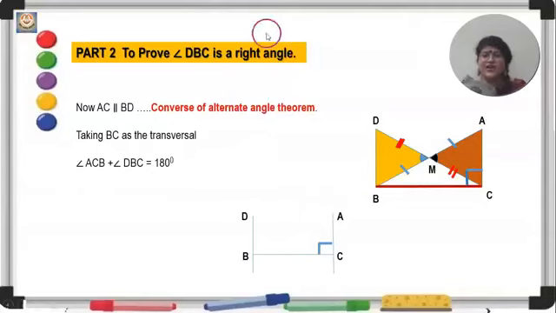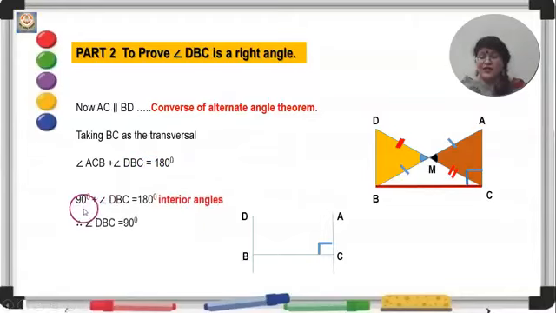Okay, so we have proved that DBC is a right angle. How so? Can you solve this further? Yes, we know the value that ACB is 90, DBC is not known to us. So with that, DBC is equal to 90 degrees. So we have proved B is a right angle.